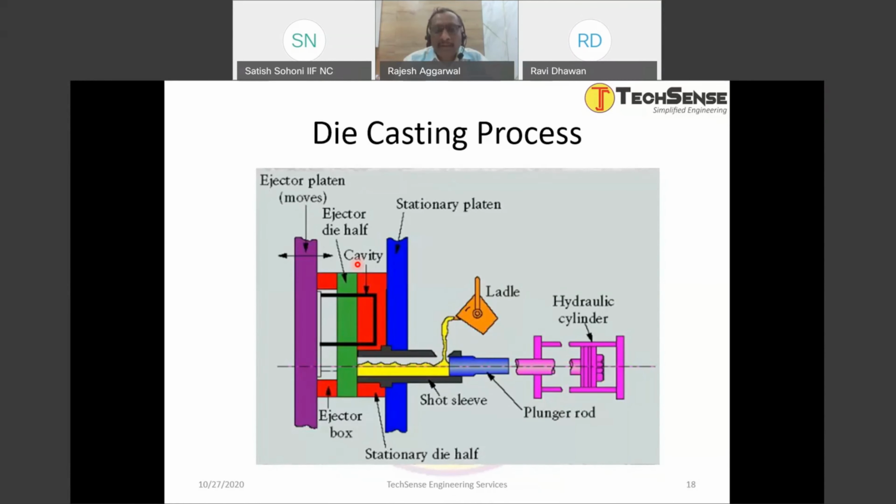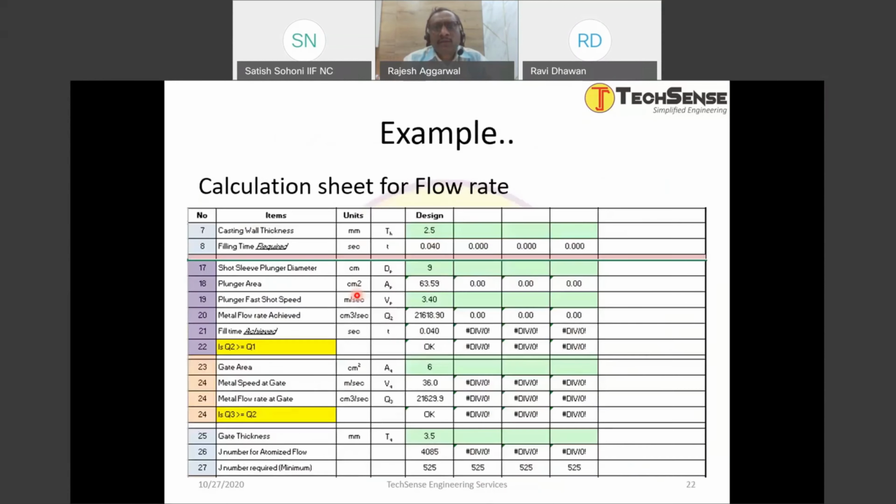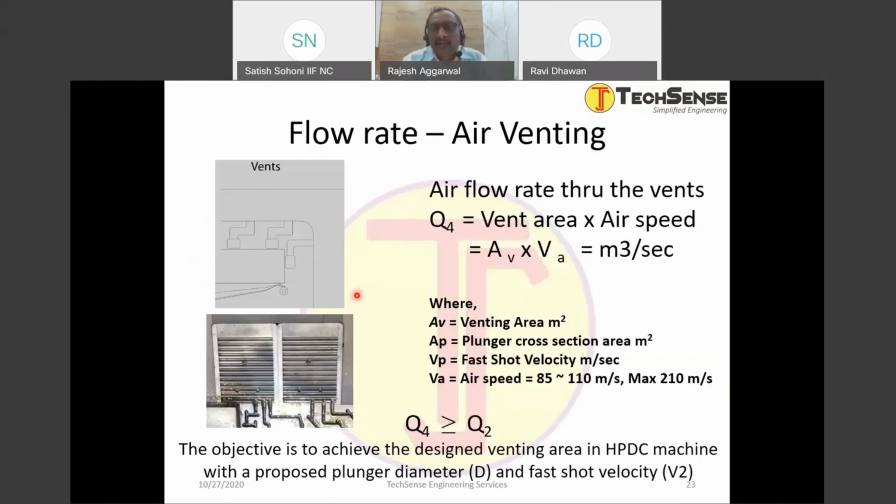I hope you are able to get me. Whatever flow rate is used to feed the metal to the cavity, the same flow rate should be used to remove the air from the cavity, right? Based on this understanding, we are calculating the venting area, right? What is the flow rate through the air vents? The vent area into the air speed, right?